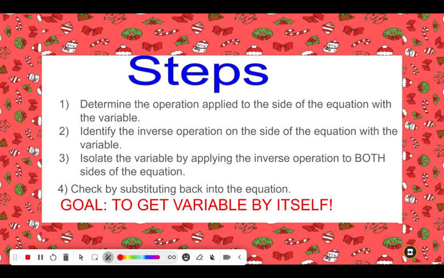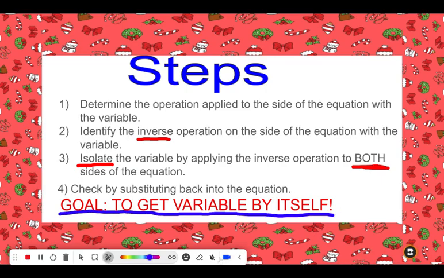So there are steps that we need to follow. The first step you need to do is determine the operation applied to the side of the equation with the variable. So look for where the variable is, and we are going to determine the operation. Then we are going to identify the inverse, meaning the opposite operation, on the side of the equation with the variable. You isolate the variable by applying the inverse operation to both sides of the equation. Remember, it's like a balance. And we check our answer by substituting the answer back into the equation. The whole goal of solving equations is to get the variable by itself.